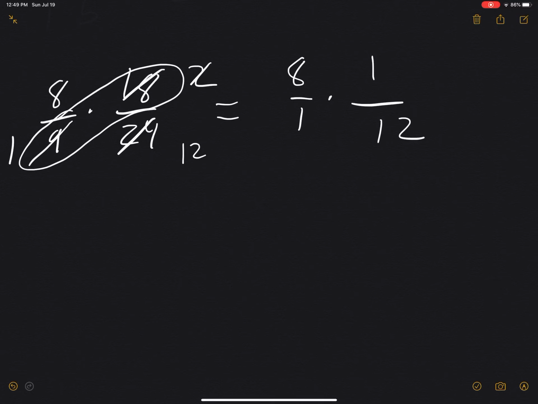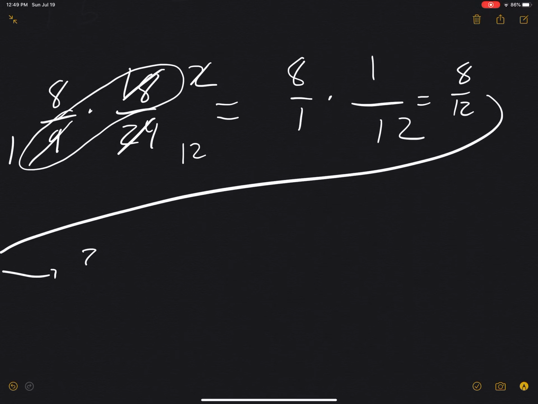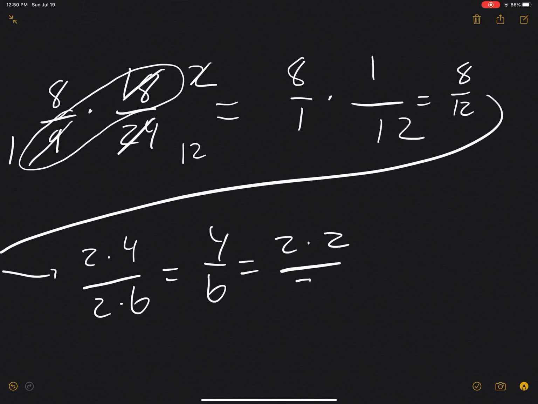And now 8 over 12 is not fully simplified yet. So I can divide both top and bottom by 2 again and say that this is equal to 2 times 4 over 2 times 6, which gives me 4 over 6. I can do it again. This is equal to 2 times 2 over 2 times 3. And in the end, we get 2/3.